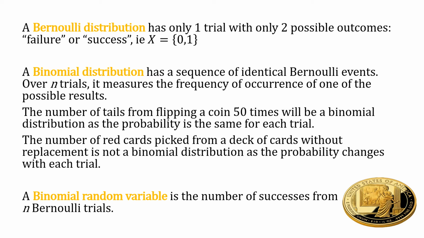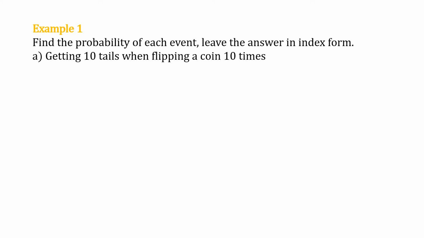A binomial random variable is then the number of successes that we get from n Bernoulli trials. So it's however often we get a certain number of successes or failures. Let's look at an example: finding the probability of each event, we can leave the answer in index form.